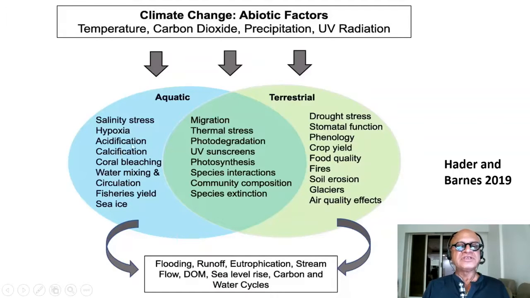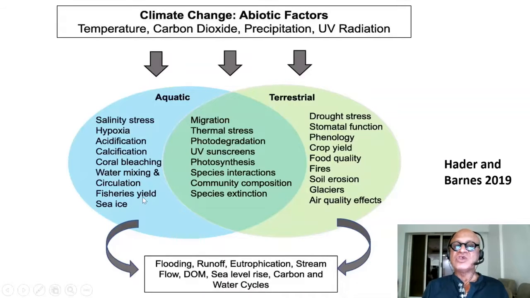acidification, which is the reduction in the pH value of ocean waters, which is not good for corals and other calcifying animals. Calcification itself is suffering because of that. Coral bleaching is because of warming and the acidification. Water mixing and circulation, so the dynamic response of the ocean to warming in terms of stratification changes.